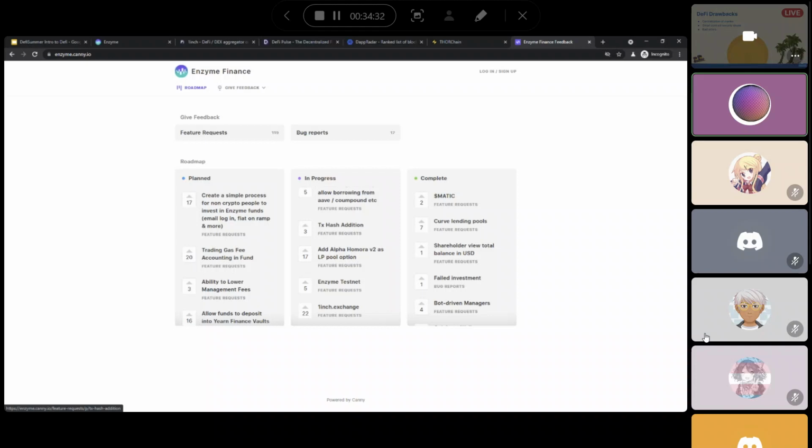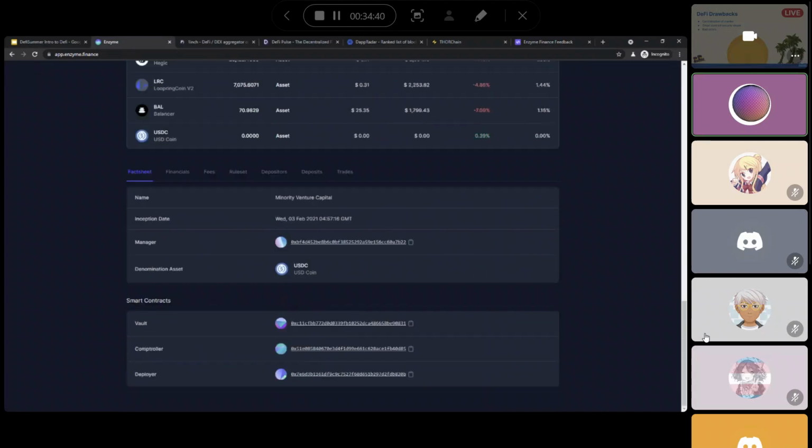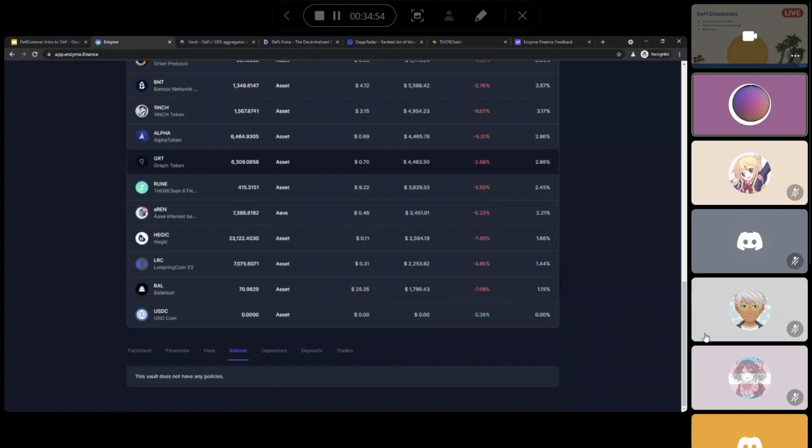That's something that is needed, and that's been expressed by fund managers and delegated traders. With Enzyme in particular, you can have people be delegated traders and fund managers, where you can whitelist specific wallets to make trades as a fund, similar to a traditional hedge fund. You can even see the rule set here.